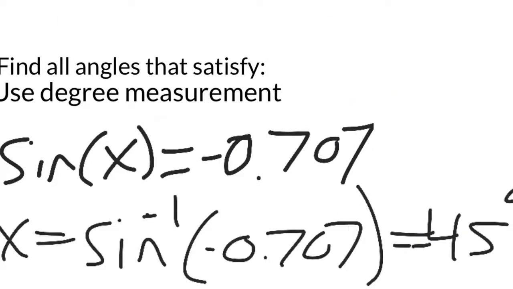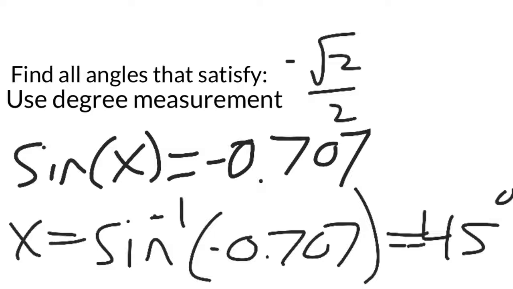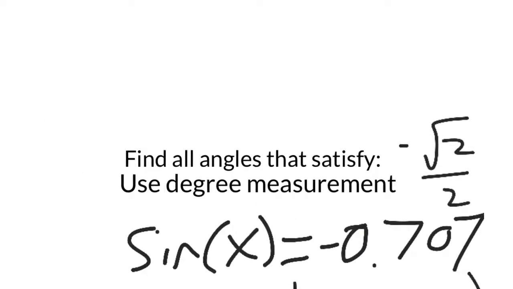But that's not all the solutions for sine of x equaling negative 0.707. The calculator only gives you one. To find the other one, you could recognize that this is negative square root of 2 over 2, and then it's reference triangles from there, like you've probably practiced before.